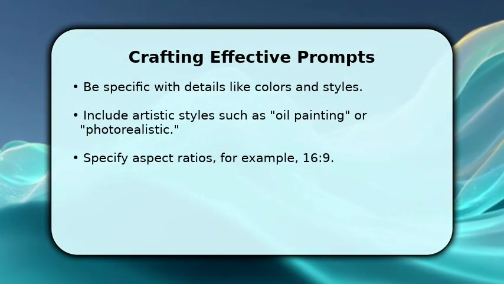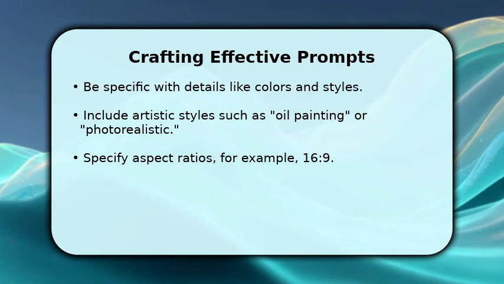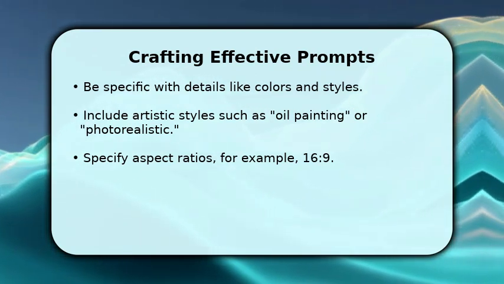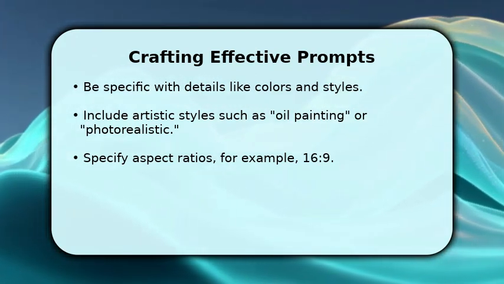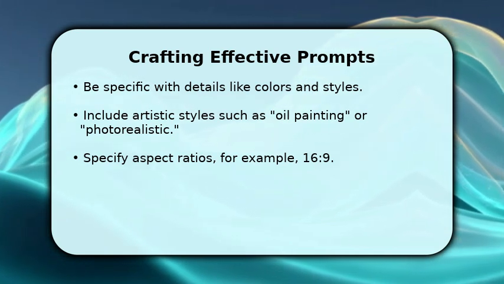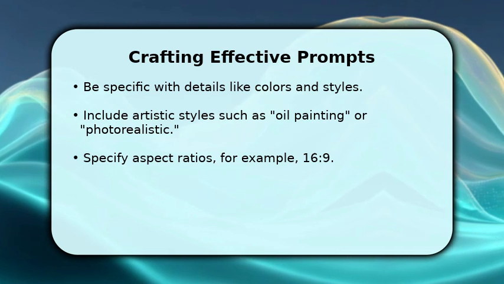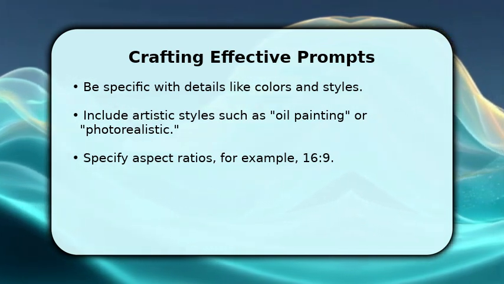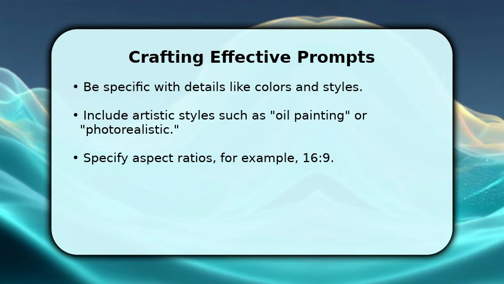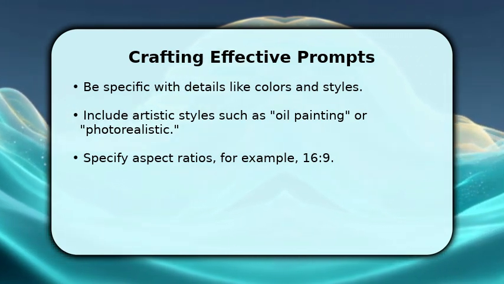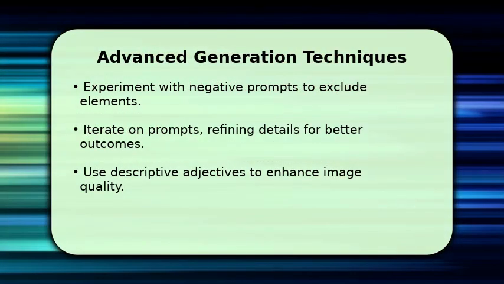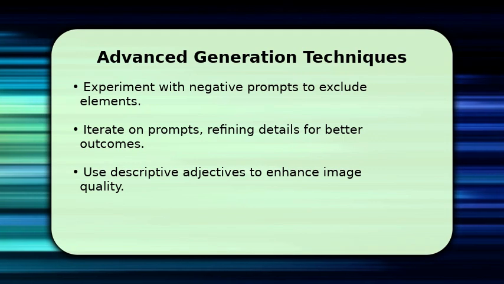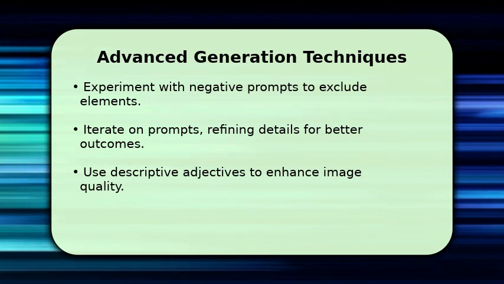To get the best images, your prompts need to be clear and detailed. Think about what you want to see: colors, objects, and even the mood. Adding artistic styles like watercolor or digital art significantly influences the output. Don't forget to specify the image's orientation, such as a square or a wide 16:9 ratio, to match your vision perfectly. For more control, try using negative prompts to tell Gemini what not to include, like no blurry background. Don't be afraid to generate multiple versions and refine your prompt based on the results.